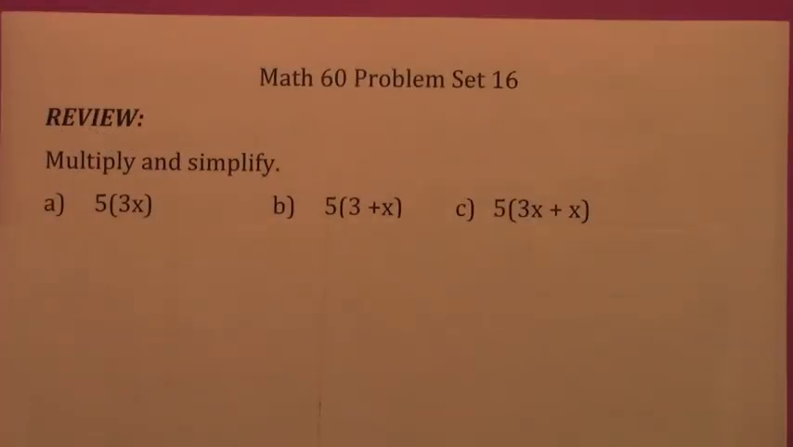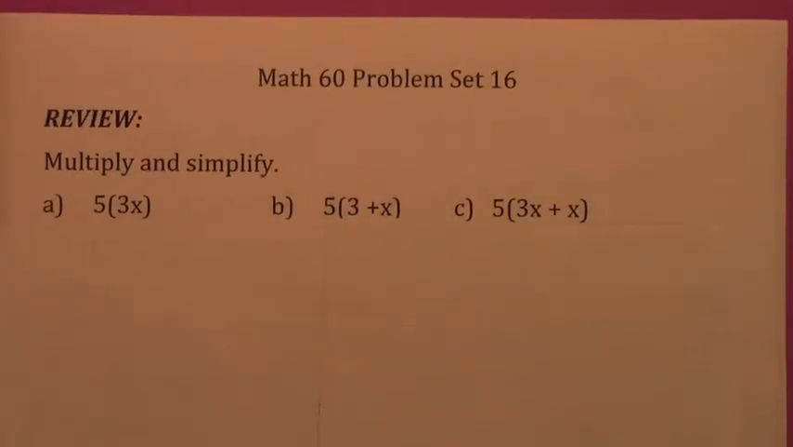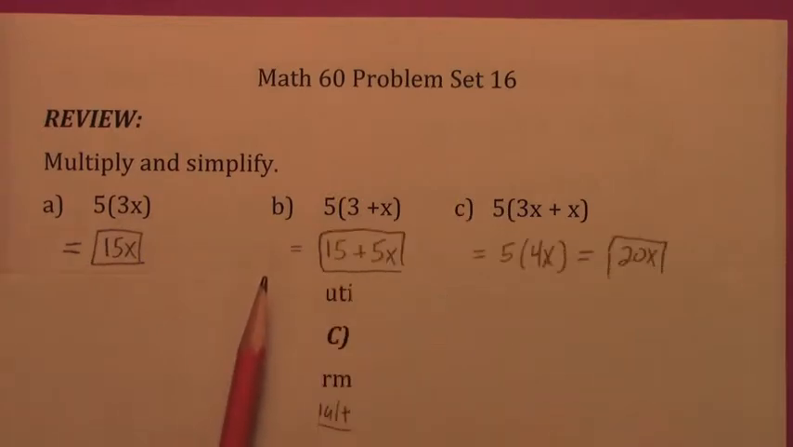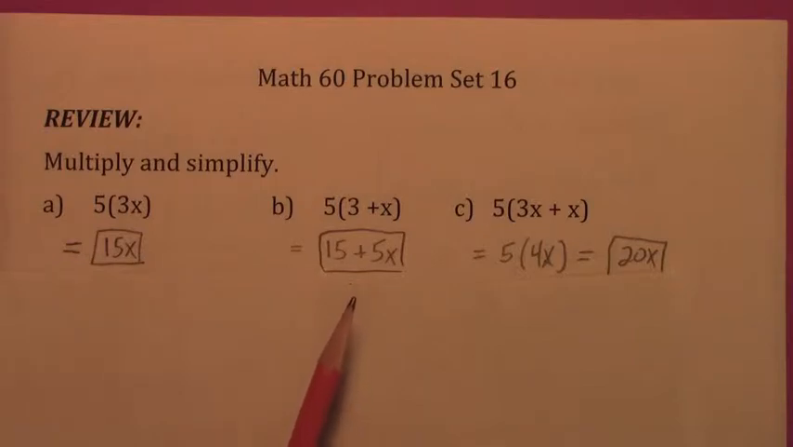Okay, so in this first problem, you multiply 5 times 3x, you get 15x. Second one, you see the difference between A and B? You have to use the distributive law on the second one, right? You do. Because these are not like terms. If you wanted to multiply it, you just have to use the distributive law and get 15 plus 5x, right? This number has to multiply each term.